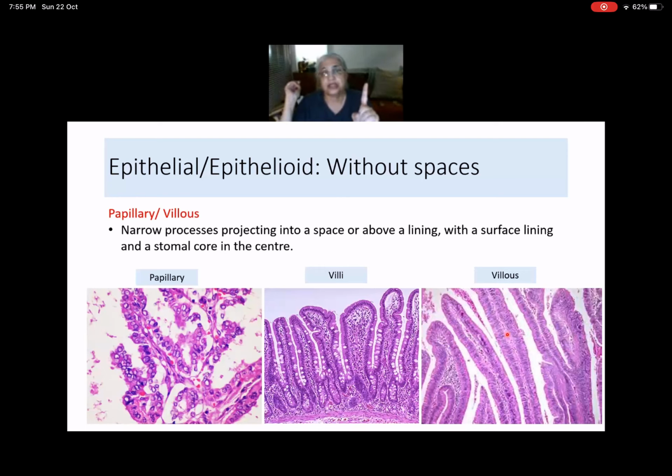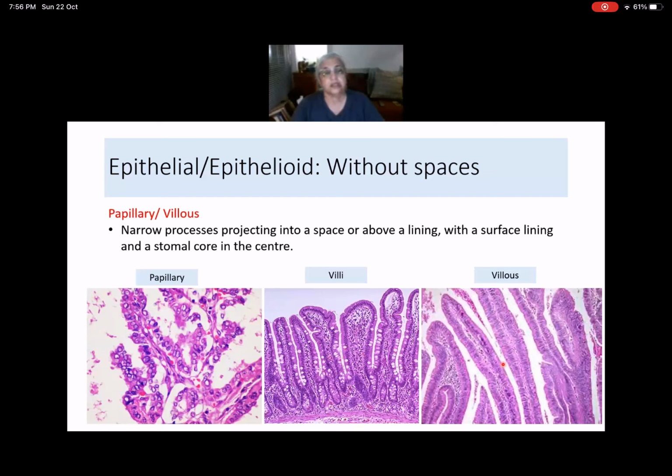Okay, here we are. Somebody was asking about papillary. What is a papilla or a villus? Both have more or less the same definition. Narrow processes projecting into a space or above a lining. It can be projecting above a lining, or it can project into a space. It should have a core in the center. A villus has a core. Here is the villus. This is the normal villi of the small intestine. They have a core of tissue, and there is an epithelium on the surface of that core.